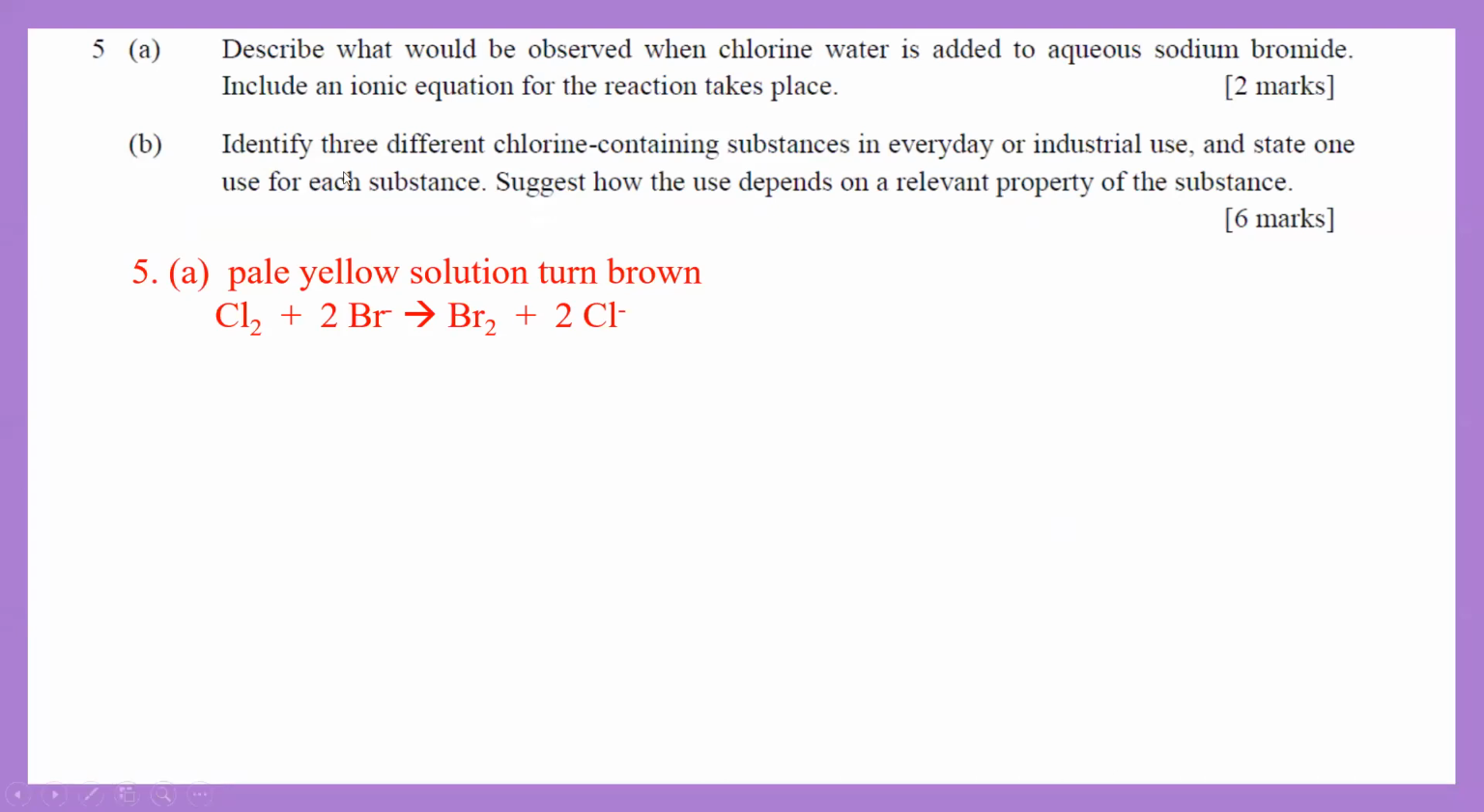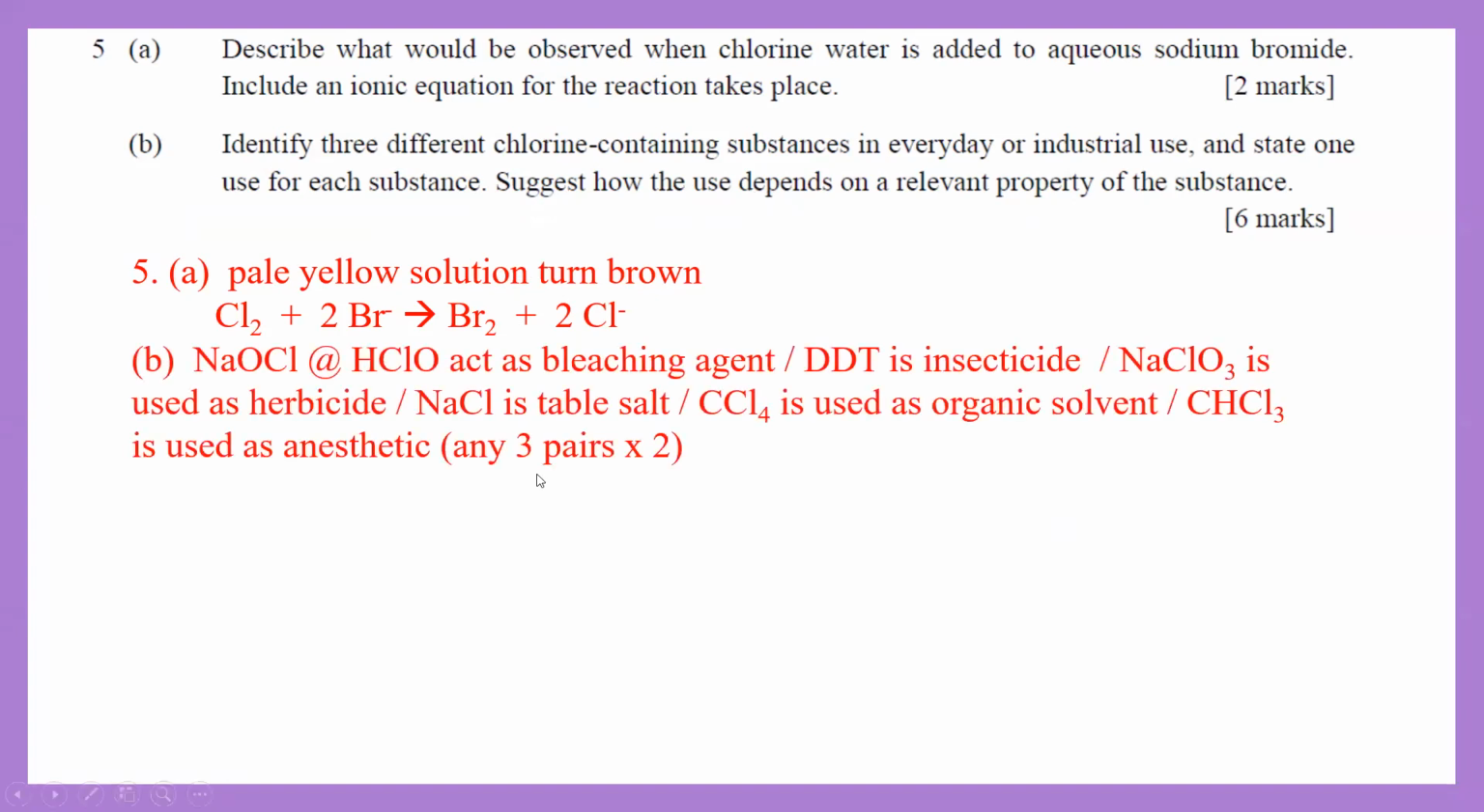And then B, identify 3 different chlorine-containing substances in everyday or industrial use and state 1 use for each of the substances mentioned. Suggest how the use depends on the relevant properties of the substance. So you can use NaClO or HClO as a bleaching agent. DDT is used as an insecticide because it contains many chlorine.